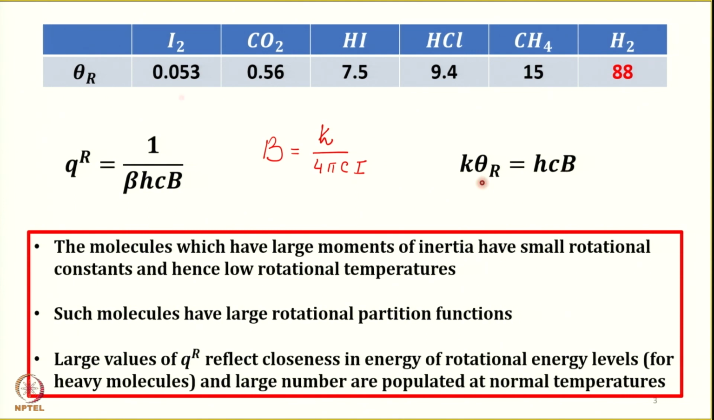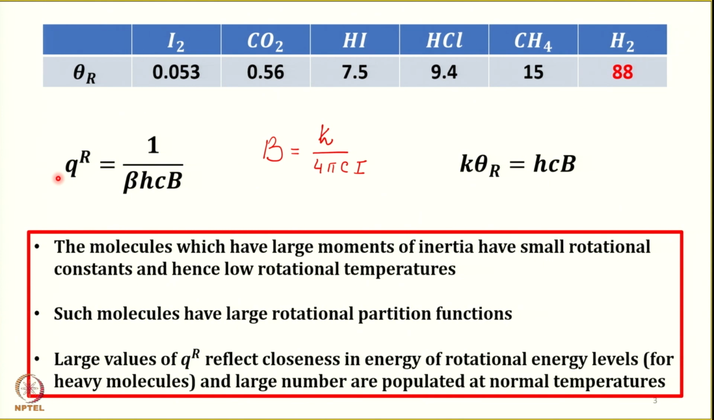That is what you see for iodine. So that means such molecules will have large rotational partition functions. If B is small, then QR is going to be large. So the conclusion is that the molecules which have large moment of inertia, they will have small rotational constant, and they will also have large values of rotational partition functions. And what does that mean? If the value of QR is very large, then what does that mean?